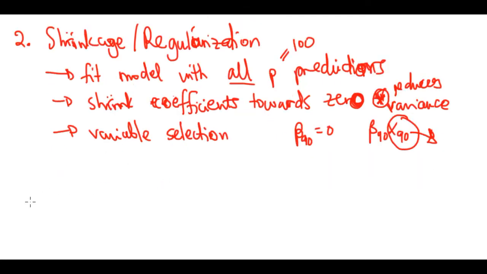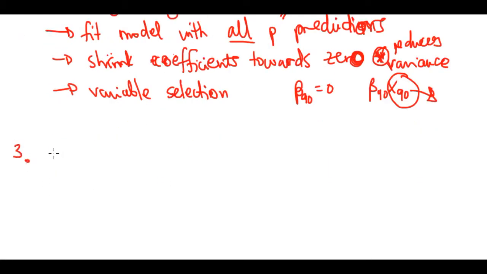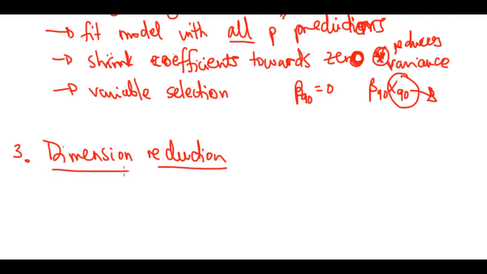The third one is going to be dimension reduction. Basically, when you talk about dimension, the dimension we're talking about here is how many predictors we have. In our example, we have 100 predictors. But those may be too many to work with, right? So we want to reduce the dimension.